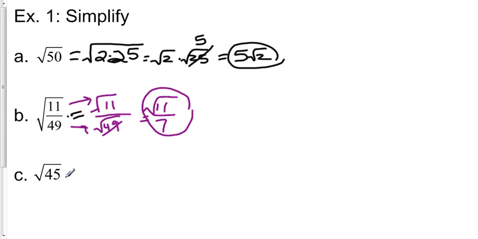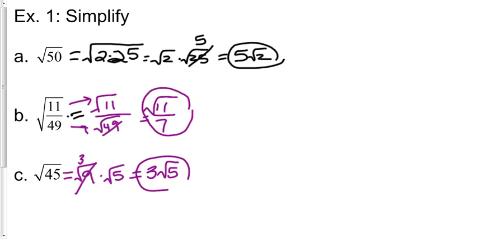Then finally in letter C, I've got the square root of 45. I want to think about the factors of 45. So what numbers go into 45? Well, 1 and 45 and 5 times 9. 9 happens to be a perfect square. So I'm going to split up the square root of 45 into the square root of 9 times the square root of 5. You can do this using property number 1 on the last slide. Now we know that the square root of 9 is just 3, and so you can simplify it by writing it as 3 times the square root of 5. The square root of 45 is the same as 3 times the square root of 5.